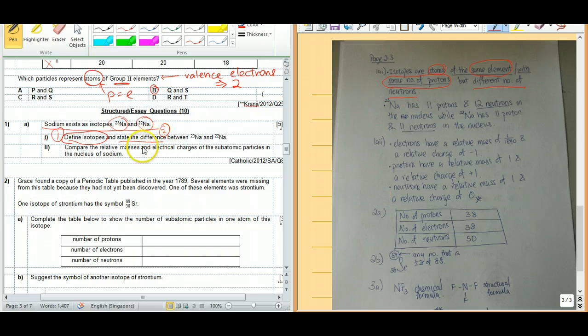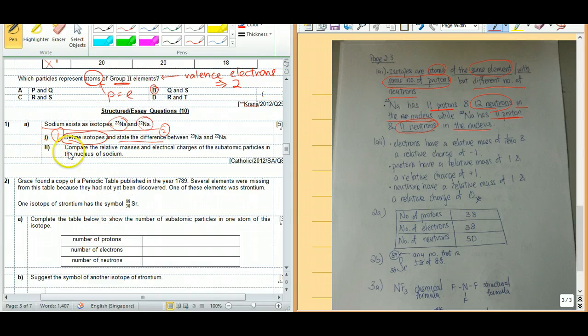Next up, we have to state the difference. So what's the difference here? Actually, sodium 23 has 12 neutrons, while sodium 22 has 11 neutrons. The 11 protons here, just to let you know, I'm focusing on what is in the nucleus. So 11 protons and 12 neutrons for sodium 23, 11 protons and 11 neutrons for sodium 22. That's the difference between Na23 and Na22.